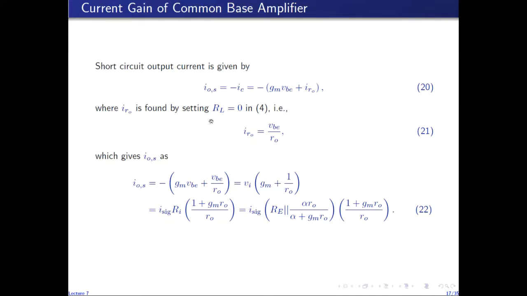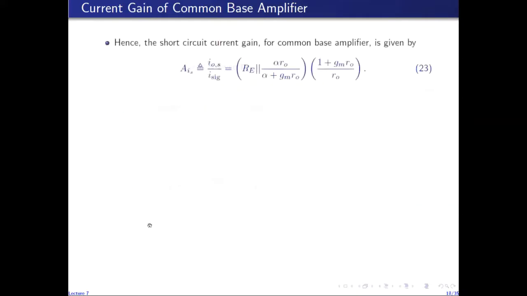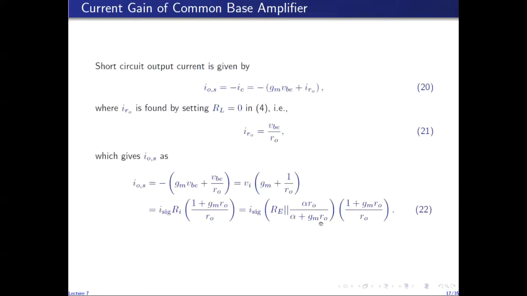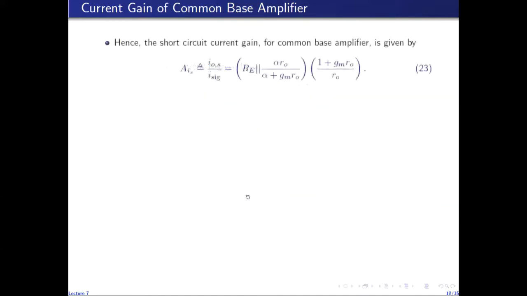So in that expression, we can replace RL with 0 and find a reduced expression for Ri. That is, this is the reduced expression for the input resistance of the common base amplifier. So Ri when RL is 0 is given by this expression, and so IOS over I sig, which is the short circuit current gain, becomes equal to this factor, as shown here.